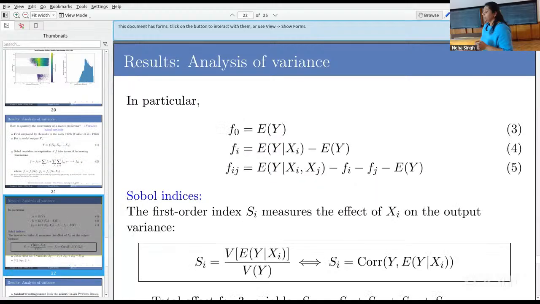Essentially, what do the components here physically mean? F naught is the expectation value of the quantity whose fluctuation you want to see. F i, F i j are the interactions of the first and second order components. So for example, suppose you want to say how many students are there in the observatory on a given Monday, and what are the parameters that decide this attendance. How do you quantify it? That's the thing that we are trying to do.